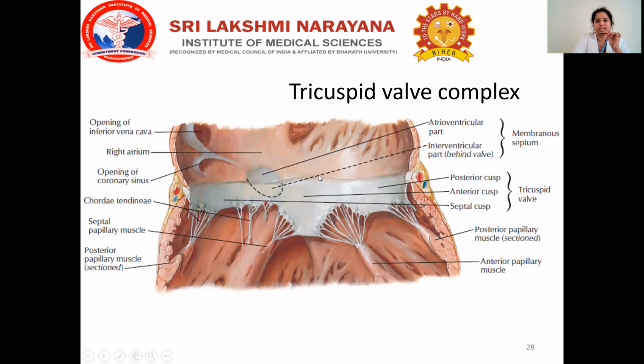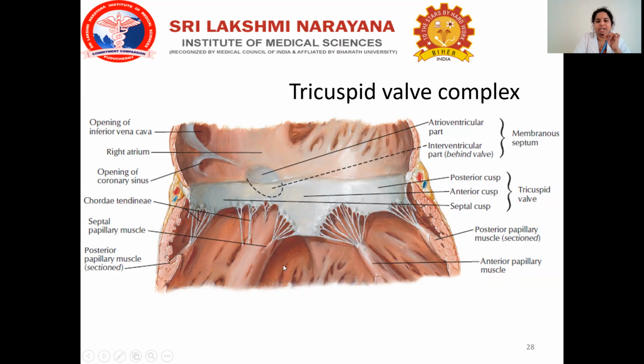Tricuspid valve complex. The tricuspid valve consists of three leaflets and three groups of papillary muscles. This is the right atrium above, and this is the rough inflow portion of the right ventricle. The three groups of papillary muscles are the posterior group, septal group, and anterior group. The septal group can be either one prominent or multiple small groups.